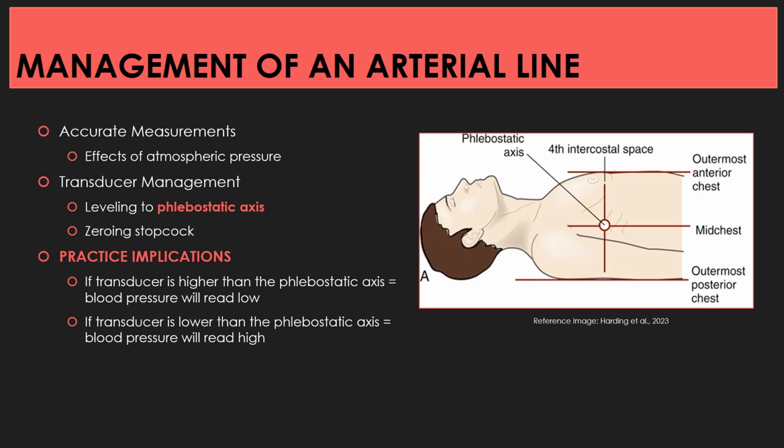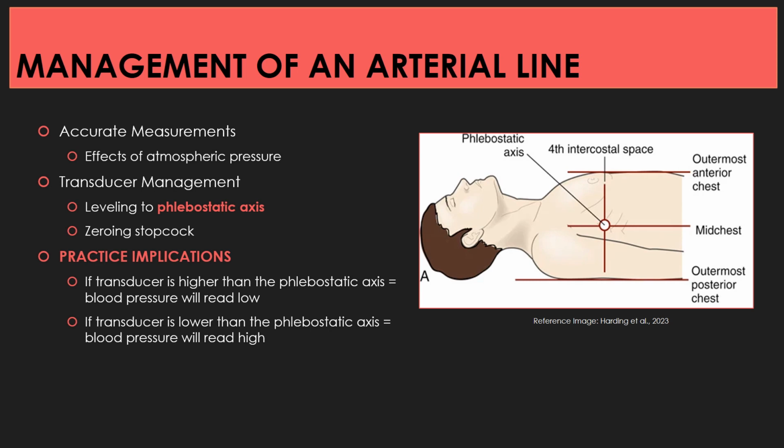So what happens if we do not zero our transducer, or we do not keep our transducer level with the phlebostatic axis? Unfortunately, there are major practice implications impacting our patients. If the transducer is higher than our phlebostatic axis, the blood pressure will read low. If the transducer is lower than the phlebostatic axis, the blood pressure will read higher. Considering how critical our patients are and how many high alert drugs we are administering to the patient, we could cause real harm to the patient if our arterial line is not level or accurate.